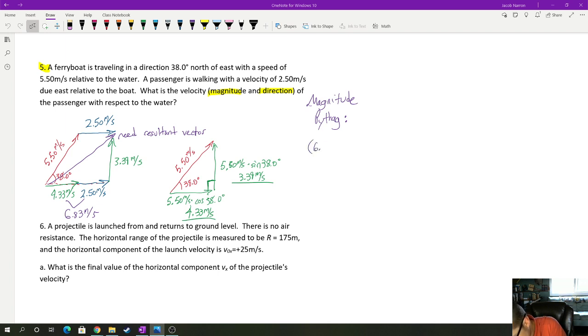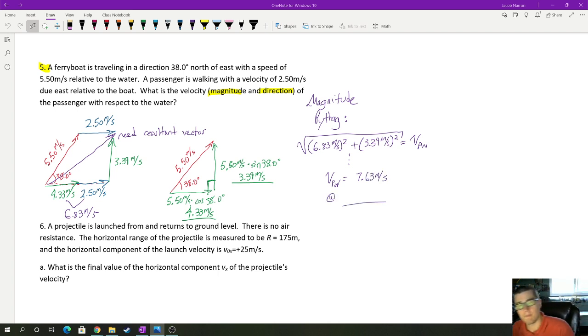You guys should get this. We're going to do 6.83 meters per second squared plus 3.39 meters per second squared. And by square rooting this, we can find, let's call it velocity of passenger relative to water, or VPW. There you go, because that's what we're looking for. So you put it in your calculator. Be very careful with your order of operations, like I told you. And we get 7.63 meters per second, okay, at what?